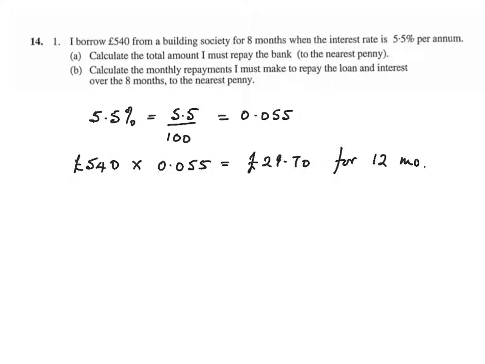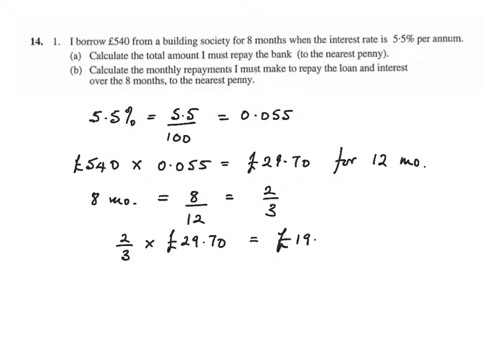And we are borrowing the money for 8 months. So 8 months is 8 over 12, which is 2/3. So 2/3 of £29.70 gives us £19.80. That's the interest.